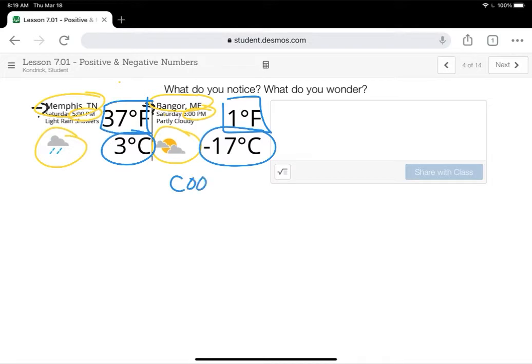We notice that this place is colder because it has a 1 degree Fahrenheit versus 37. We also know that there is a positive value for Celsius in Memphis, but there's a negative Celsius for our other place. So these are just some things that we can notice, but again, noticing that there is a Fahrenheit and a Celsius, those are 2 different degrees of temperature.